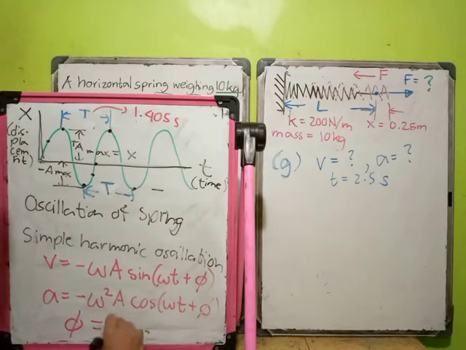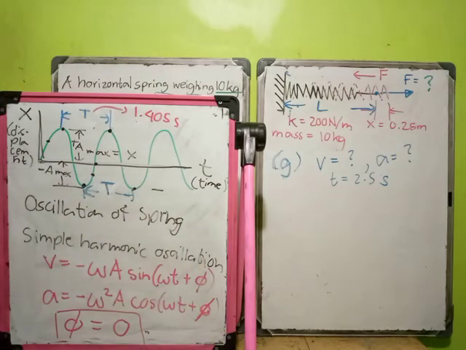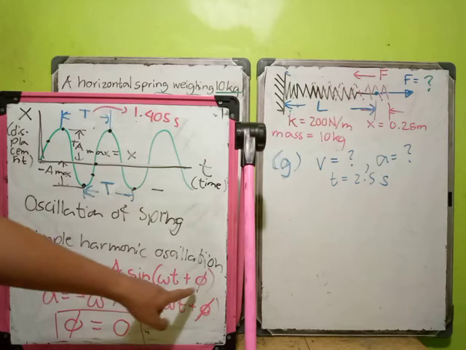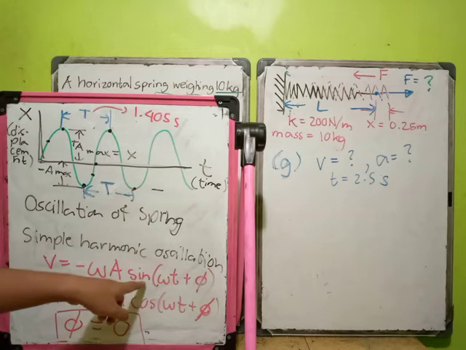But somehow, for this problem, for springs, phi is 0. Okay? Tandaan nyo yan. For springs, phi is 0. But mayroong mga pagkakataon na hindi siya nasa 0. But if it is not given, you assume that phi is 0. So, without further ado, gamitin na natin to. But please take note na wala na tong phi. So, 0 na siya. So, magiging negative omega A sine omega t.